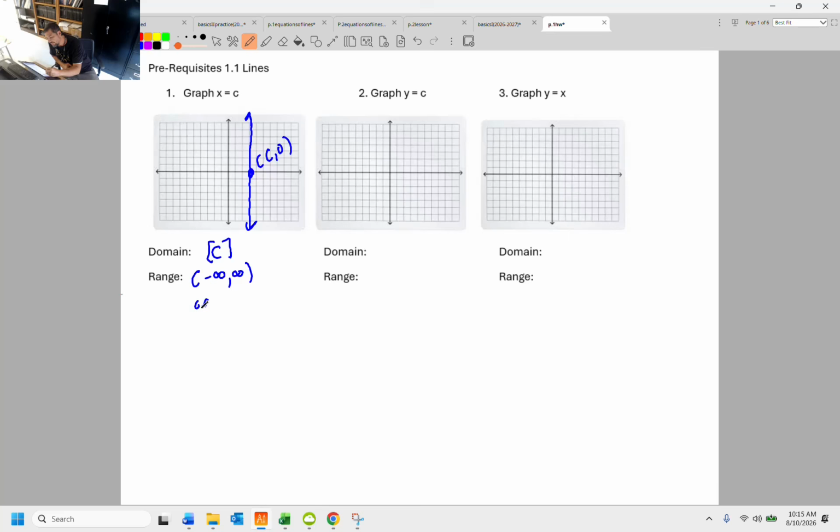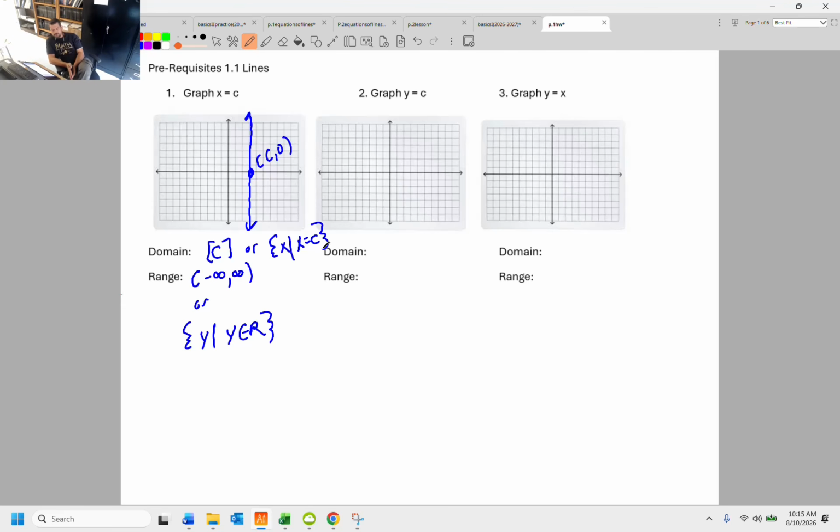If we like set builder notation, we would say all values of y such that y is an element of the real. And I kind of forgot about set builder notation up here for domain. It would be all values of x such that x equals a constant. All right, moving on to number 3.